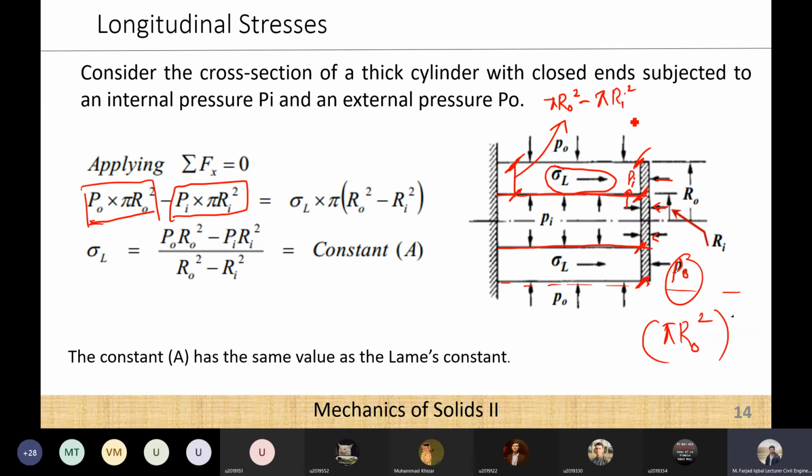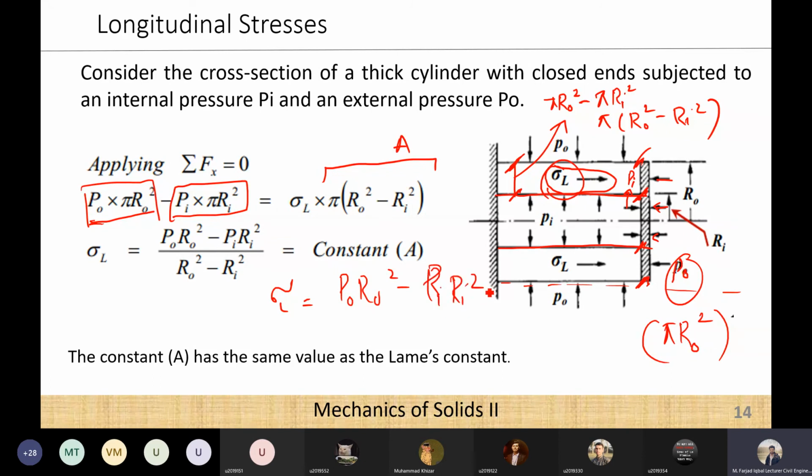So that area will be pi r naught square minus pi ri square. If I take the pi term as common, that will be this equation, and this is the area on which this longitudinal stress is acting, right? If I multiply these two terms, I get this equation. Now if I further simplify this one, I am going to get P naught R naught square minus Pi Ri square.